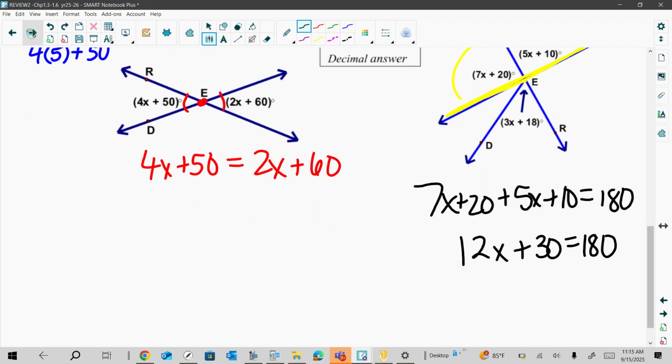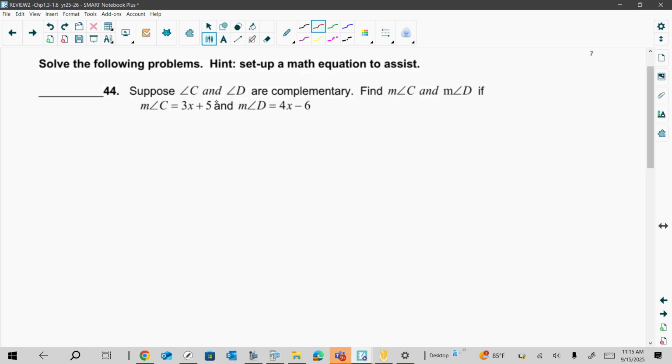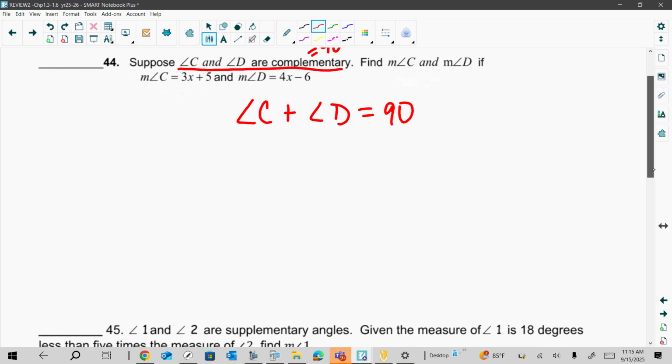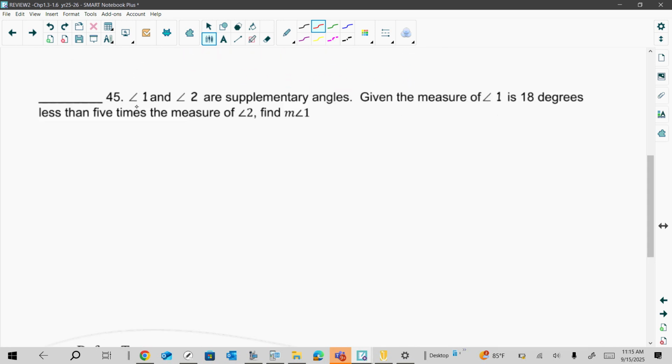All right. Then the last part, the keyword on 44, C and D are complementary. Complementary equals 90. So angle C plus angle D is going to equal 90. And then the keyword for 45, angle 1 and 2 is supplementary. Supplementary means 180. So angle 1 plus angle 2 equals 180.